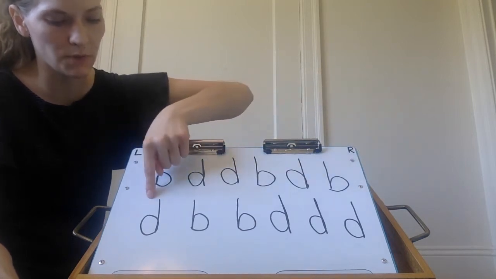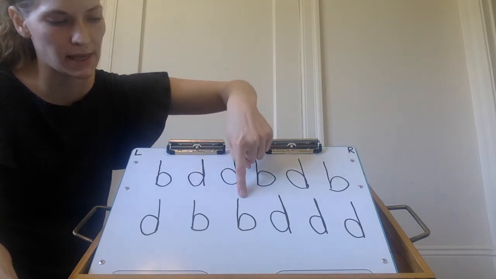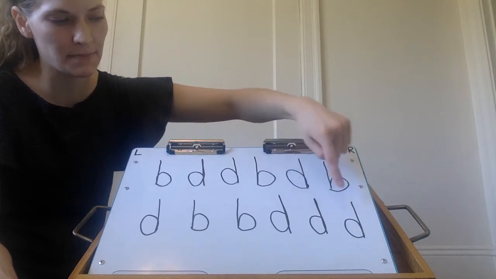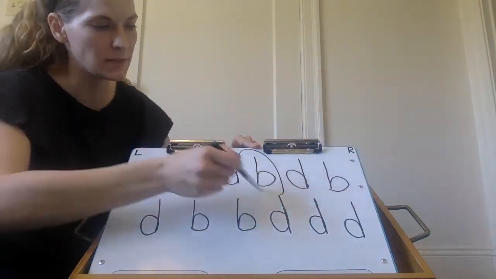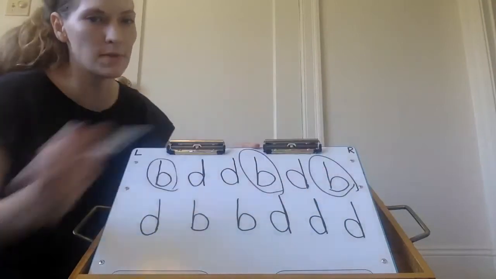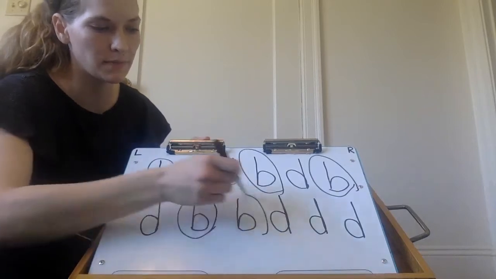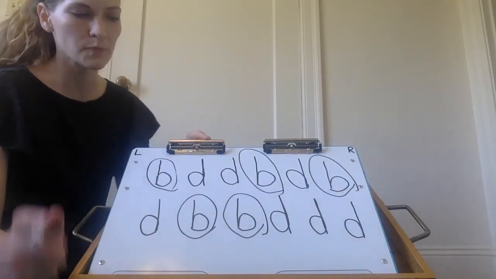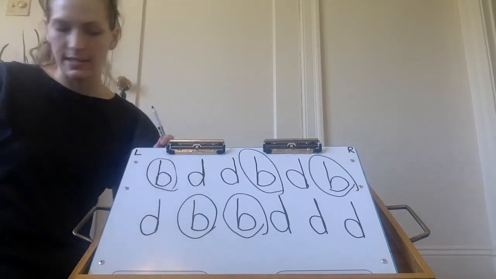Come to the next row. D, B, B, D, D, D. So we should have this one and this one circled, 3 of them in all for the top row. And then the bottom row has this B and that B, only 2 B's in the bottom row. So you can do activities like this that work on recognizing these reversals.